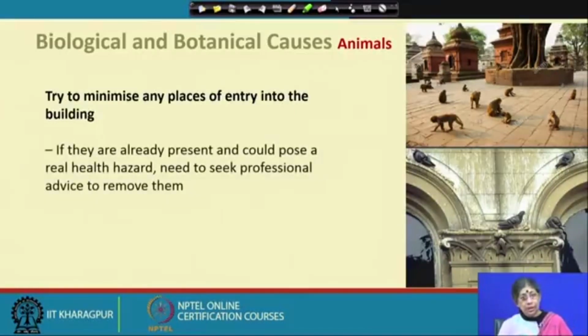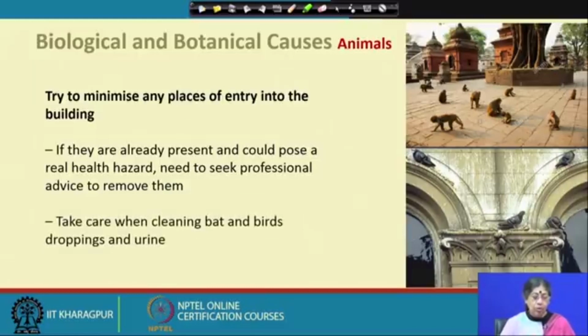If these animals, whether birds, pigeons or monkeys, are already present, they could pose a real health hazard and may be unsafe for the tourists. So, we need to seek professional advice to remove them depending on where they are. It has to be a multidisciplinary team which works on that. But it's absolutely necessary that we create a balance between these two. And we also have to remember that when cleaning bat and bird droppings and urine, we may use something which may ultimately damage the fabric.